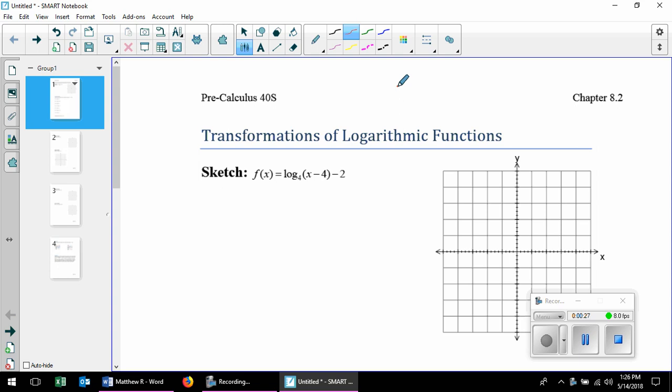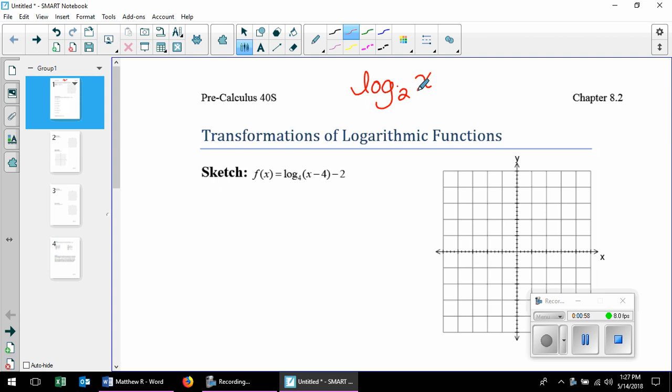-1 base? No. Do you want to do base 2s? I think we did base 2s. No. Right, we're going to use that as our basic log graph. That's our basic log graph.